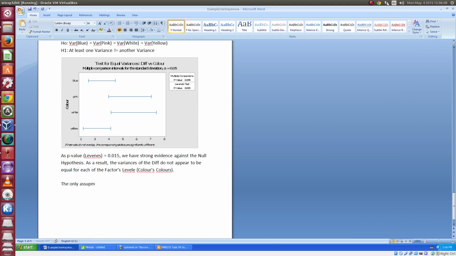Yes, and this can be really bland. The assumption of normality of residuals was satisfied. However, the assumption of equal variances was found to be violated. As a result, we must treat the results of this test with caution. That's all it's saying.